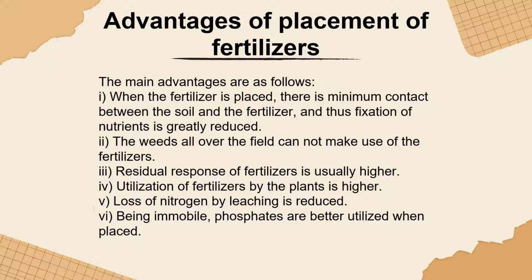The residual response of fertilizers is usually higher. Utilization of fertilizers by the plants is higher. Loss of nitrogen by leaching is reduced. Being immobile, phosphates are better utilized when placed.